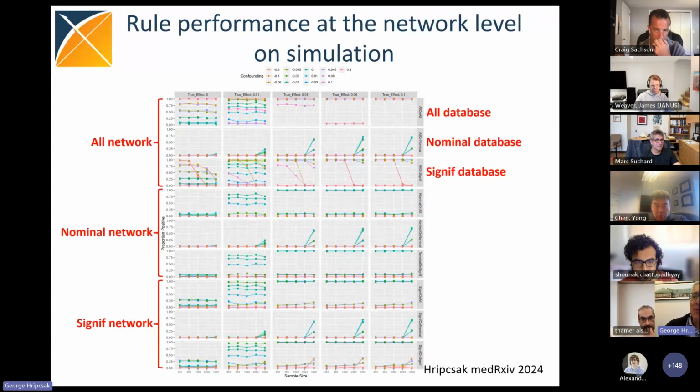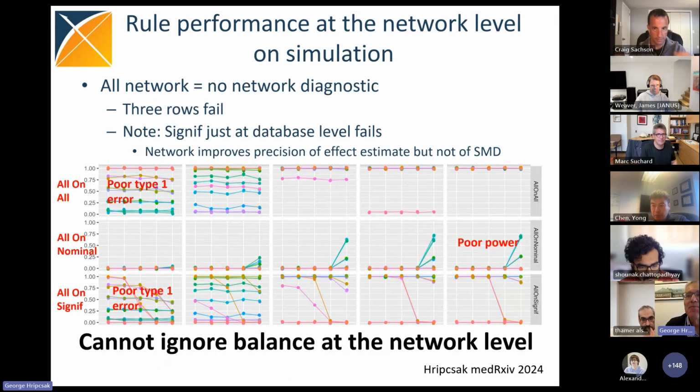Now let's go to network studies. And so now there are 9 possibilities. We go at the network level and then we go at the database level. Let's take the first 3.